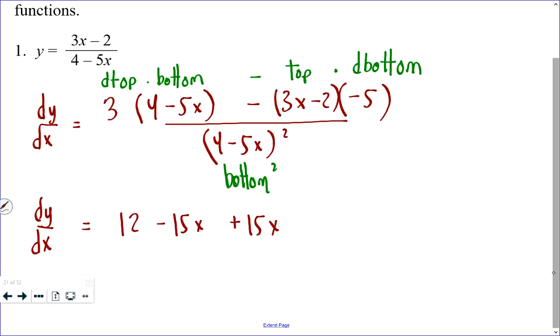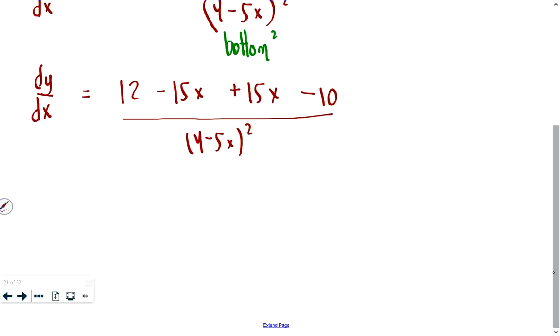And then I also have the negative 5 times the negative 2, which is positive 10, but I'm subtracting it, so I get that. And this is over 4 minus 5x, quantity squared. And we're basically done. We can write 2 over 4 minus 5x, quantity squared. So are we okay with that solution?